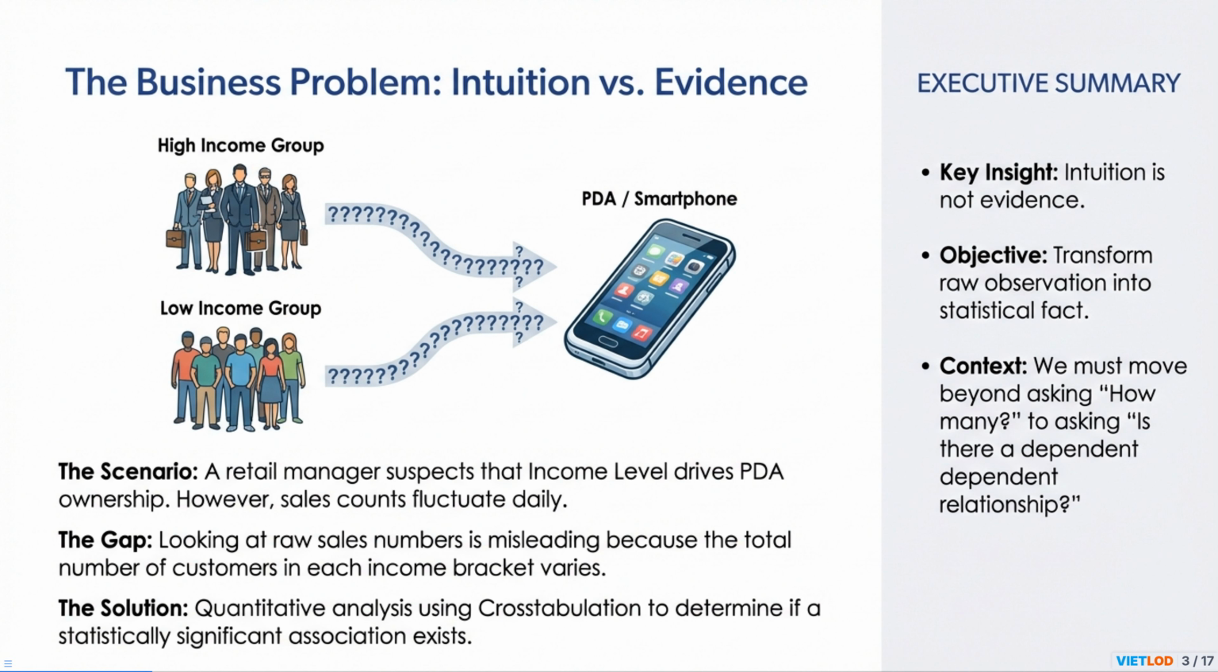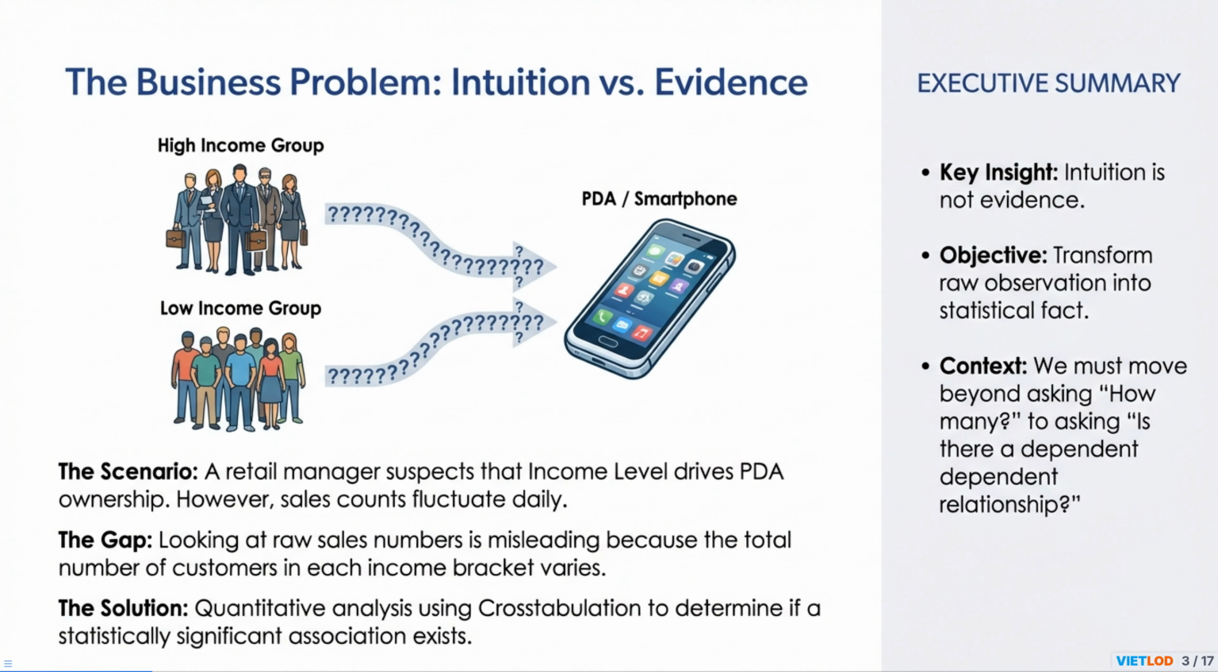In this scenario, a retail manager suspects that higher income levels lead to greater PDA or smartphone ownership. However, simply looking at fluctuating daily sales counts can be misleading because the total number of customers in each income group varies. This gap highlights why raw sales numbers alone are insufficient.